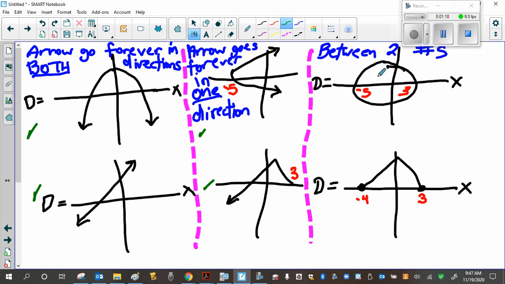Then the third type is between two numbers like these guys on the right-hand side. It's between -5 and 3, and that's it. It doesn't go any farther left or any farther right. So let's talk about the answers to these guys.